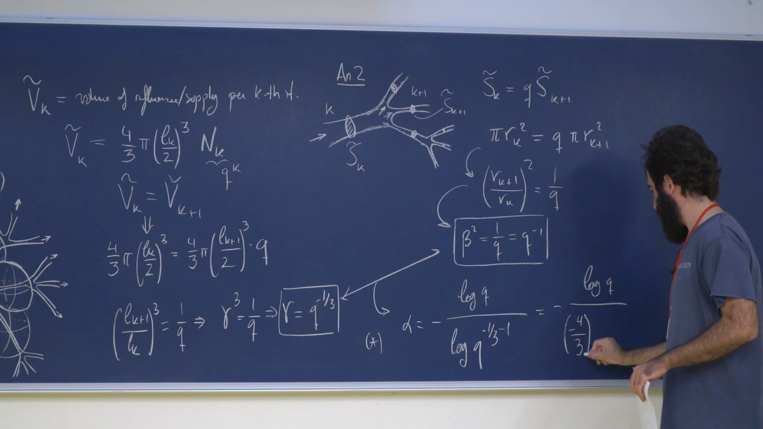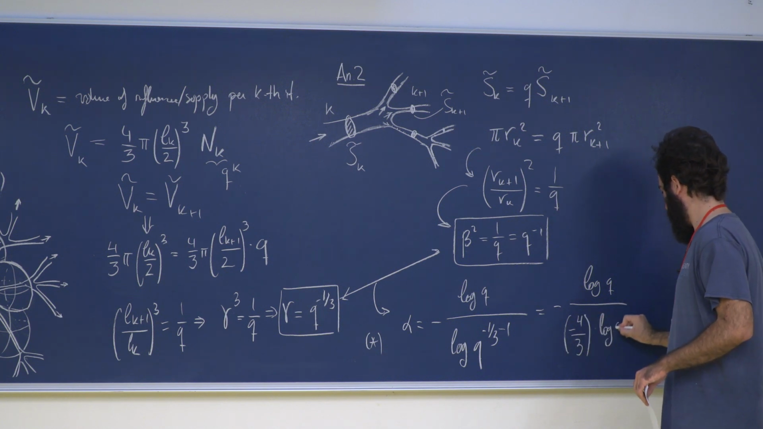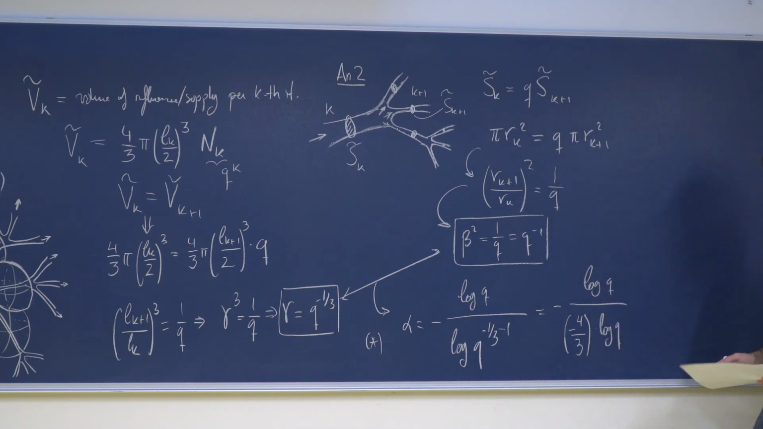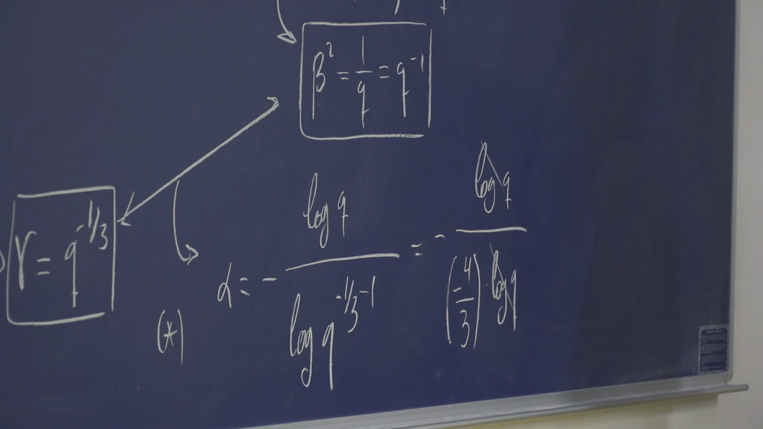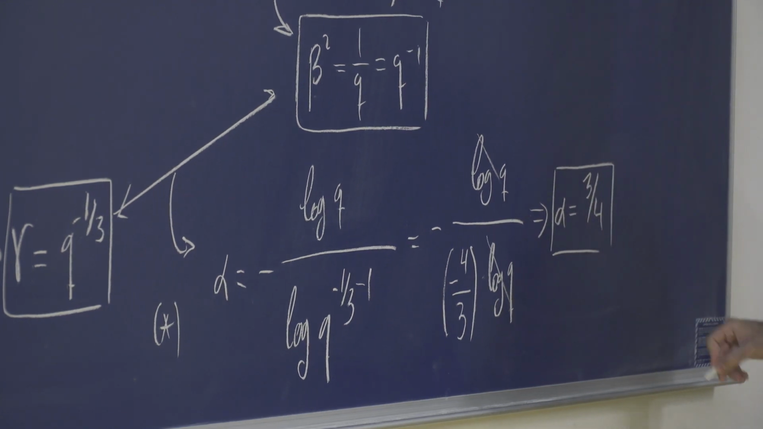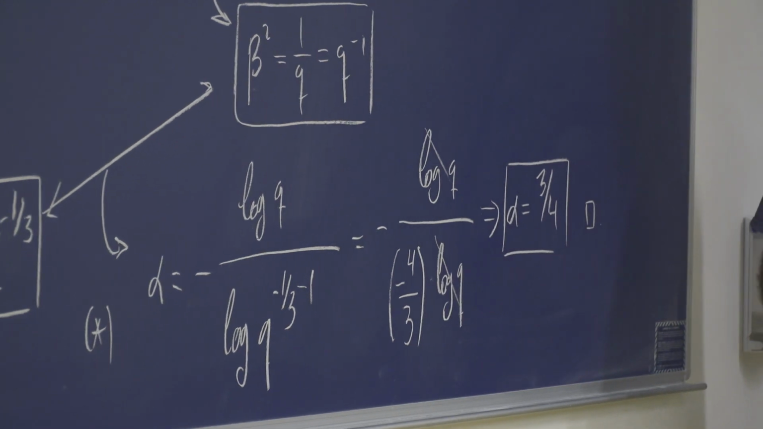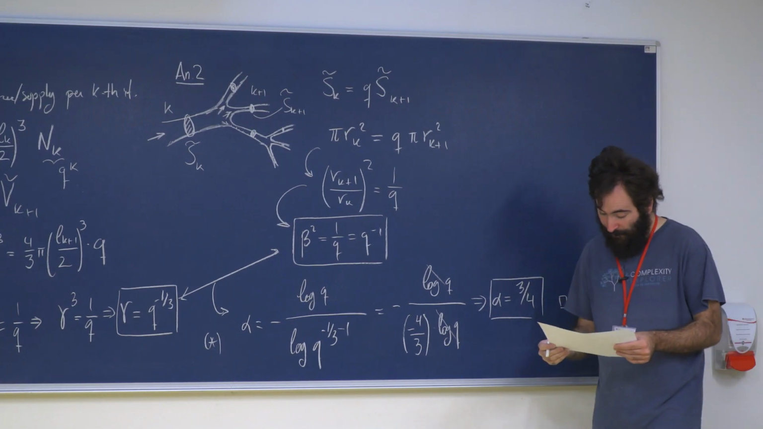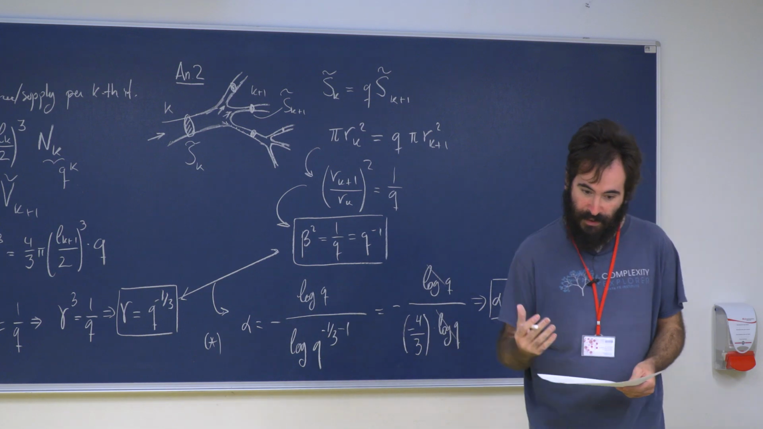So this is the term outside, log q, and something magical happens here, which is that now alpha doesn't even rely on the branching number, because this is cancelling away. Now the minus sign is also cancelling, and now we get that alpha is nothing but 3/4. Which is basically what they wanted to prove. And this is a very fascinating story. Now we have reached a number.